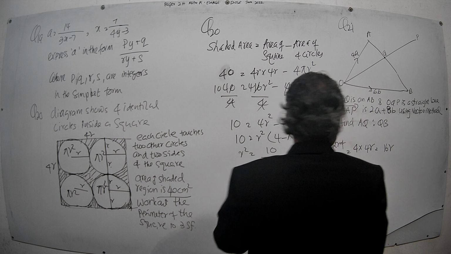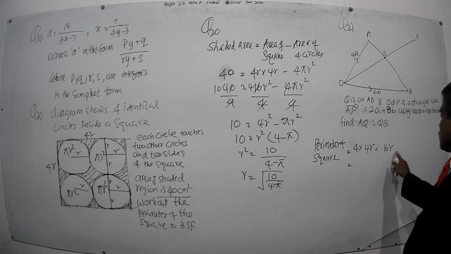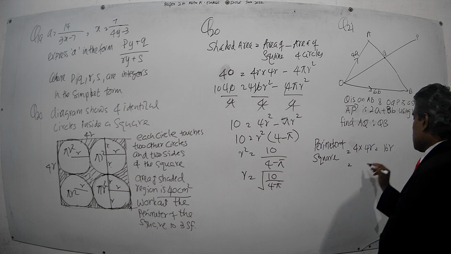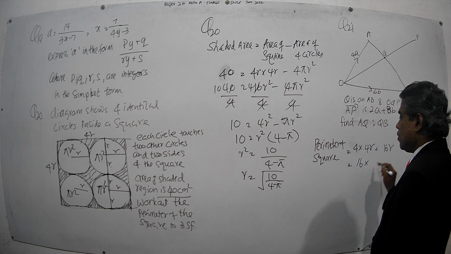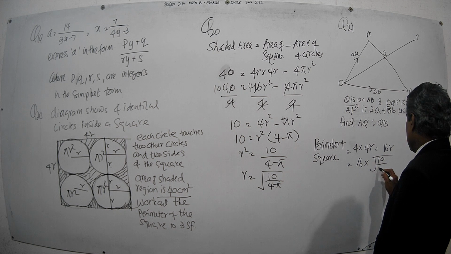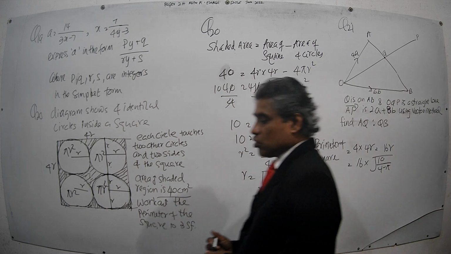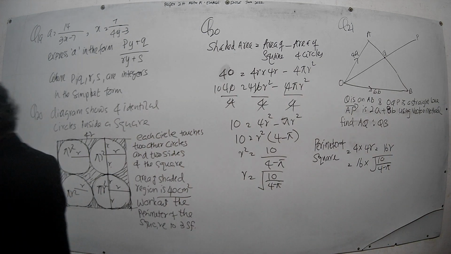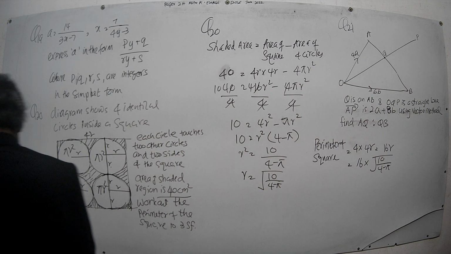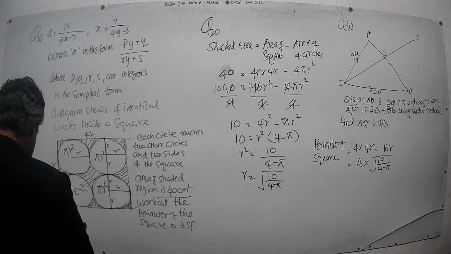Therefore, now this r value is substituted into that. When this r value is substituted, it will be 16 into square root of 10 over 4 minus pi. Now you simplify this by using the calculator. The answer is expected to be given correct to 3SF.